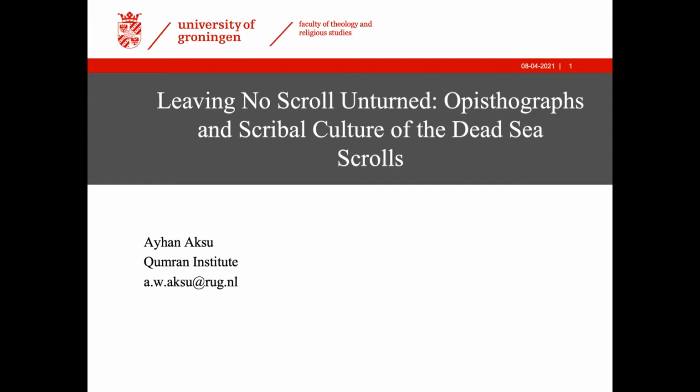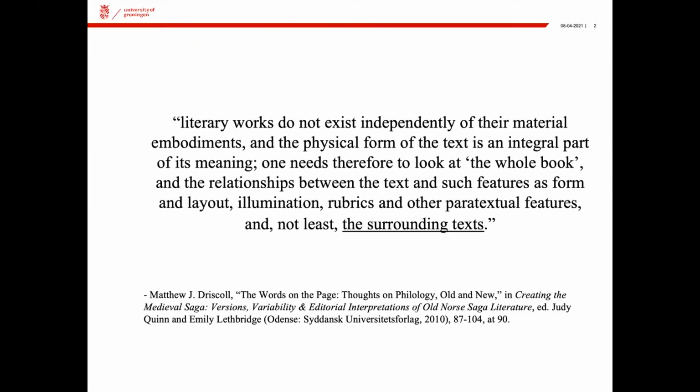I would like to refer to a remark by the medievalist Matthew Driscoll, who recognized that literary works do not exist independently of their material embodiments, and the physical form of the text is an integral part of its meaning. One needs therefore to look at the whole book and the relationships between the text and such features as form and layout, illumination, rubrics, and other paratextual features, and not least, the surrounding texts.